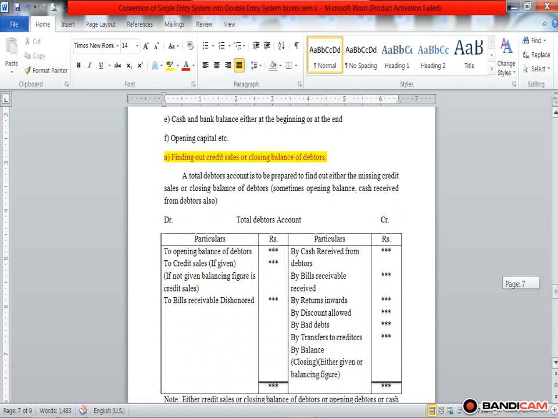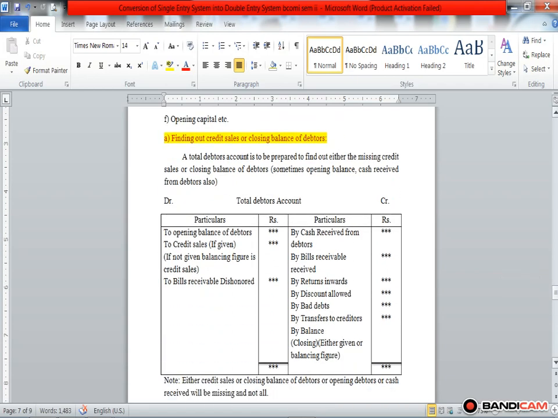Okay, remember this: either credit sales, or closing balance of debtors, or opening balance of debtors, or cash received will be missing. All items are not missing; only one item is missing, and that amount will be found by preparing the total debtors account.